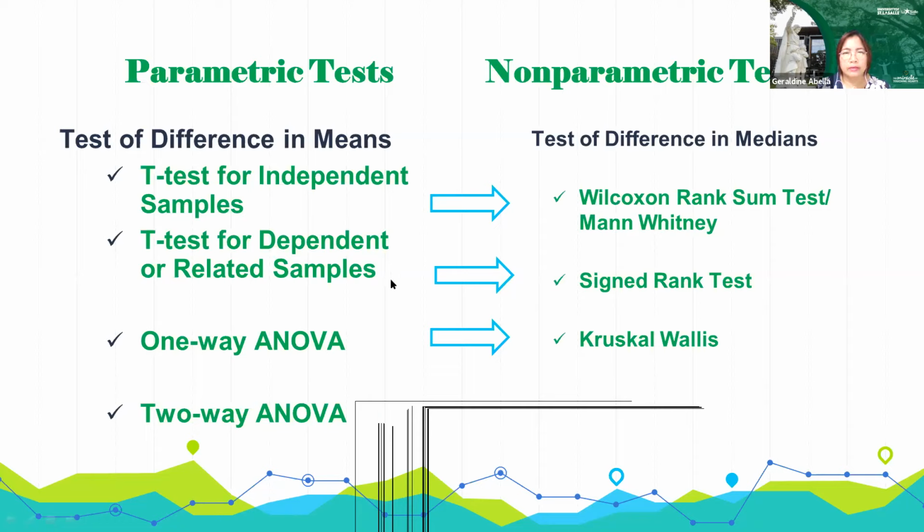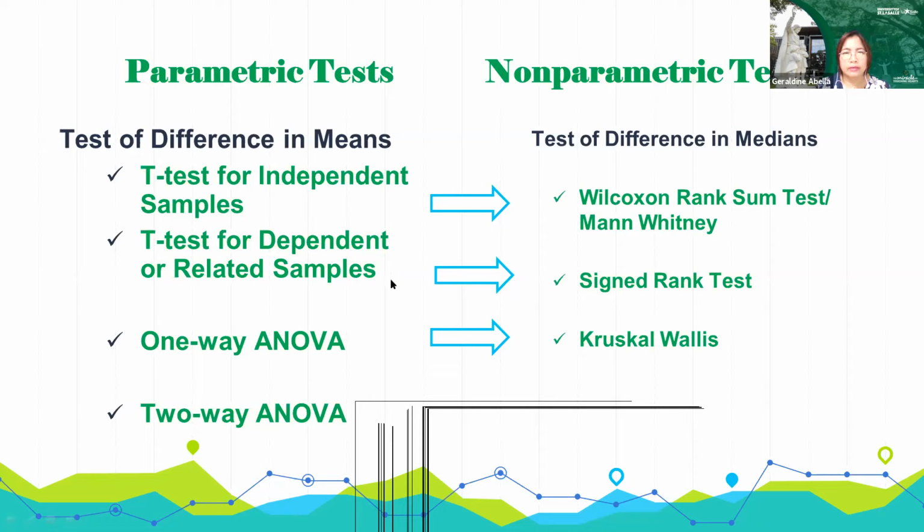Or you may use the McNemar test for dichotomous variables, for nominal variables with two responses like yes or no, or gender, male and female. So if you want to know if gender is related to the responses of the participants, you may use the McNemar test.